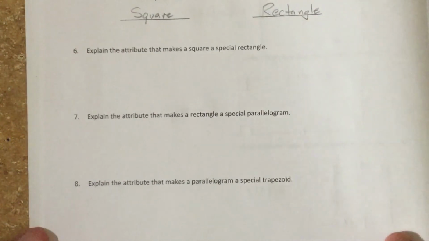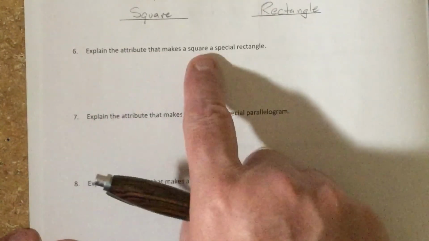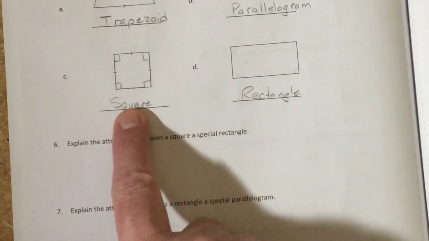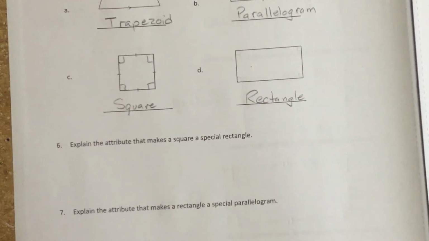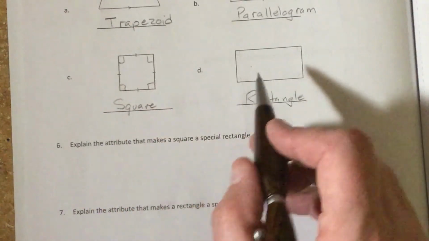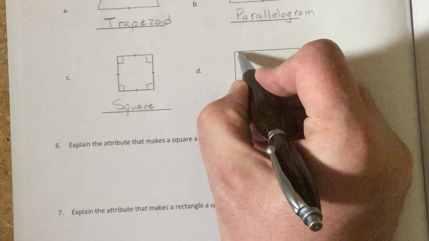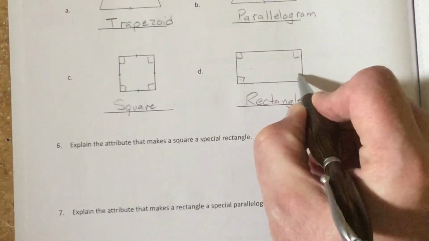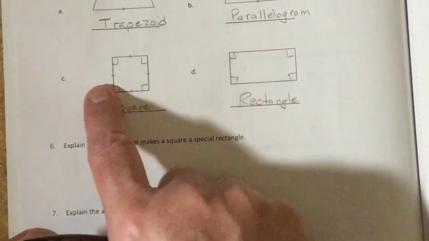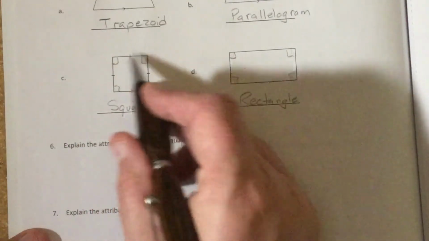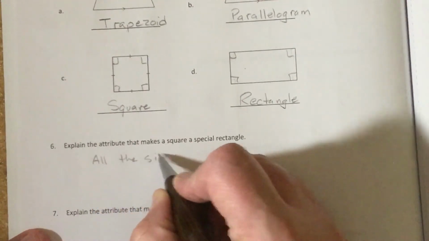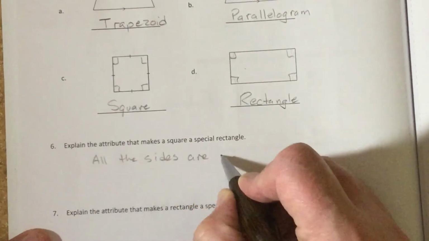And then we have 3 questions remaining here. Explain the attribute that makes a square a special rectangle. Well, why is this a special rectangle? Rectangles have 2 sets of parallel sides, so do squares. Rectangles have 4 right angles. They are marked here. It's hard to see in the video, but you can see that in your book. But what's the difference between here and here? It is that these are the same sides. So all the sides are equal.